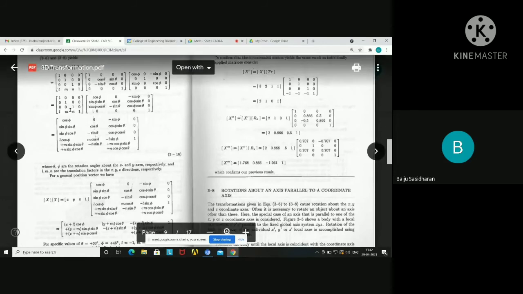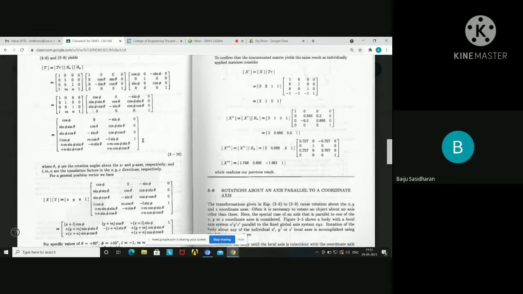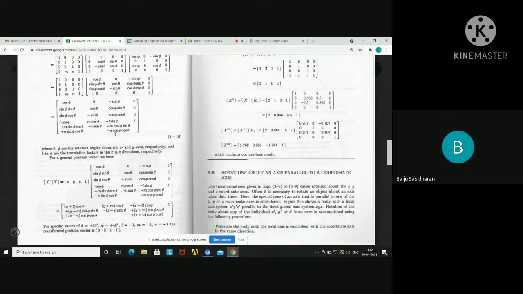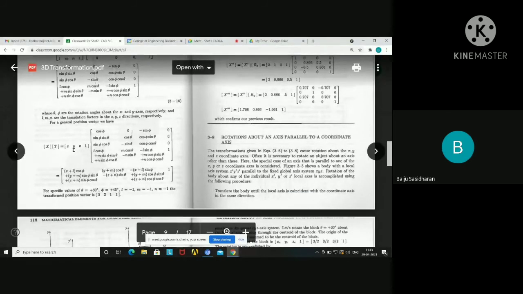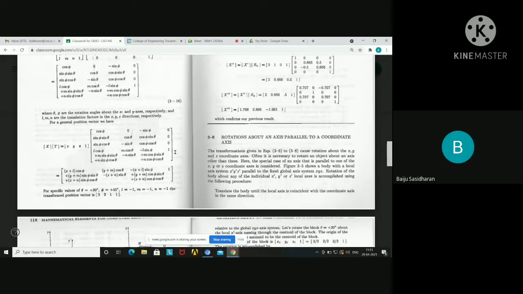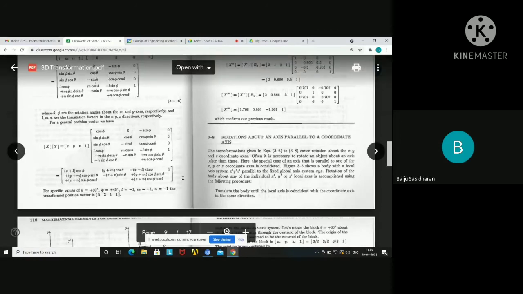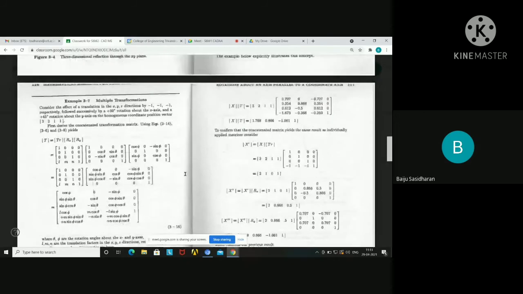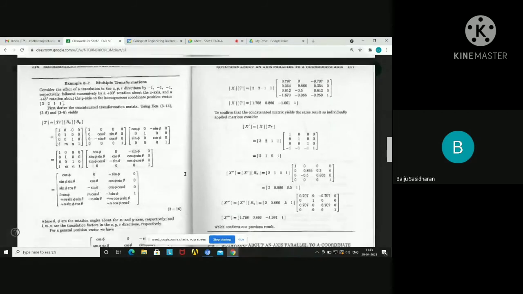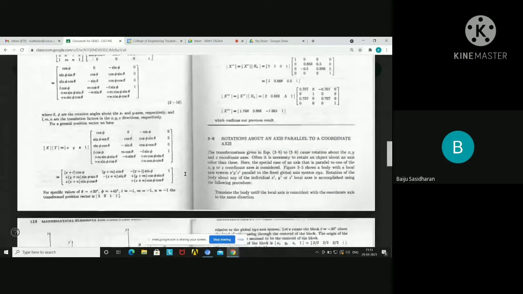Because this translation matrix is multiplied with the combined effect of this rotation, and finally you will get a concatenated matrix for this translation, rotation about x-axis and rotation about y-axis. So we have the initial value x, y, z, 1 that should be multiplied with this concatenated matrix in order to obtain the final transformed coordinates, the coordinates of the final transformed object.